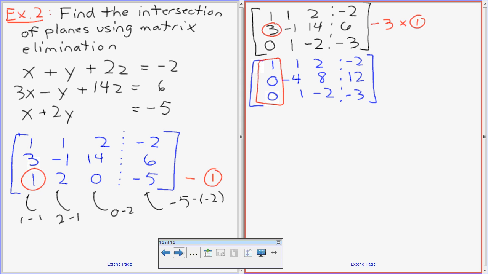Next, I'm going to basically use these two, and I want to find a way to get a 1 for the y. So I should just do this. Let's just divide that row by -4. Why do I want to divide that by -4? What's that going to give me? A 1 for y, right? Okay.